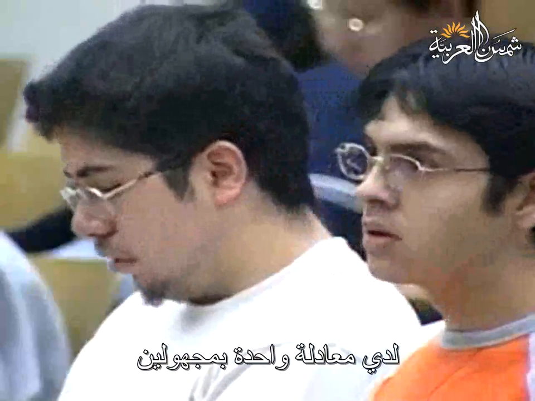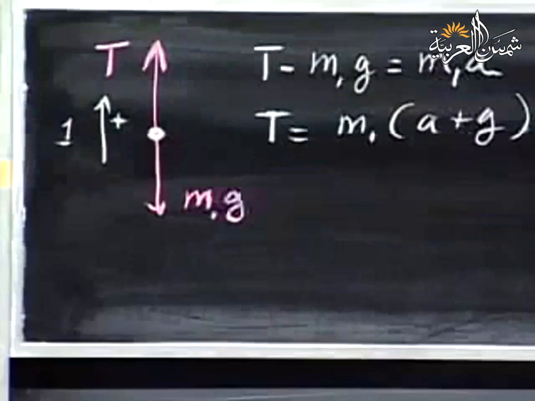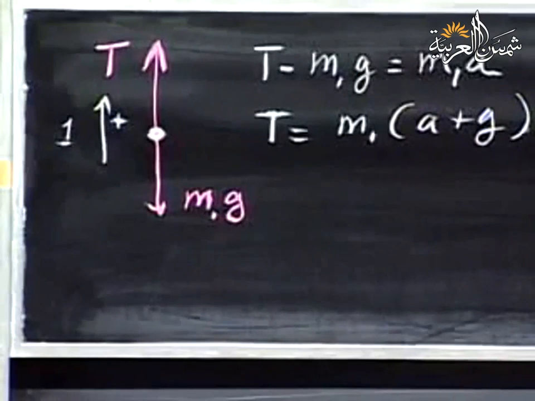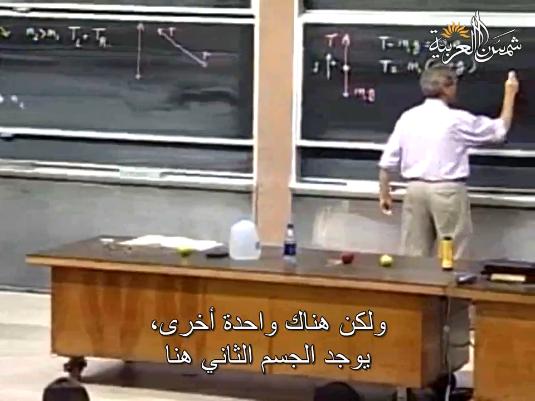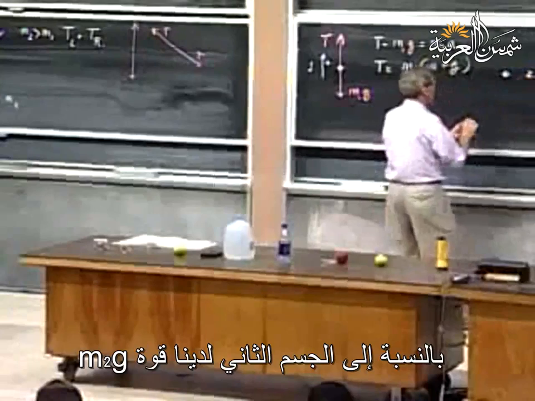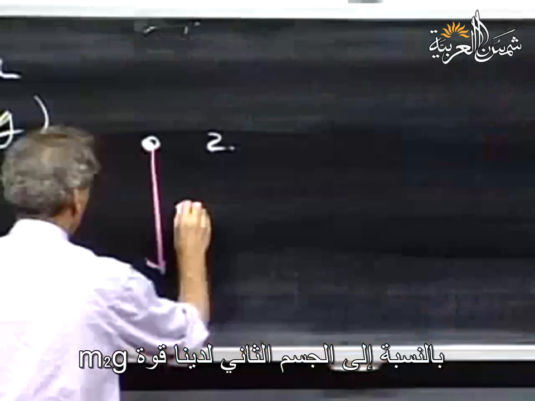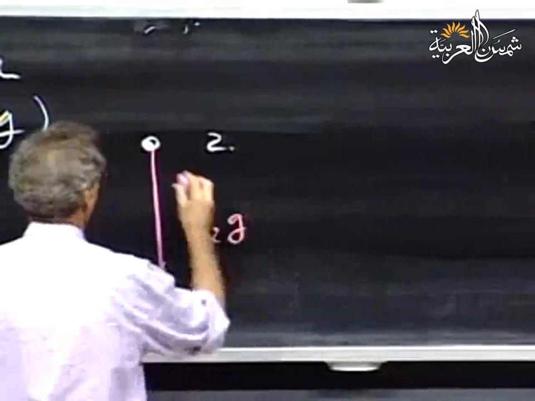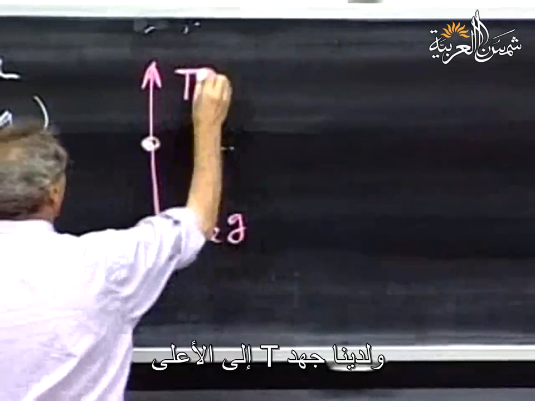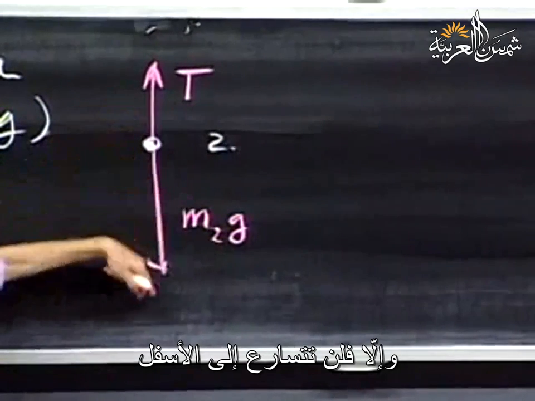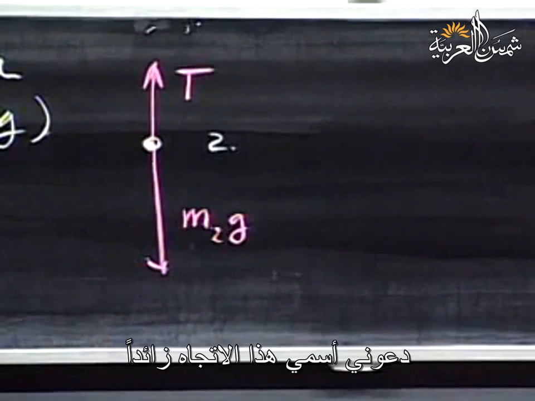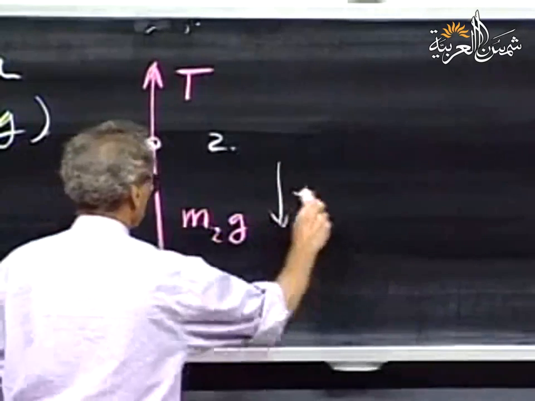I have one equation with two unknowns. So I can't solve it yet. But there is another one. There is number 2 here. For number 2, we have a force, m2g, and we have the tension up. This one better be larger than that one, otherwise it wouldn't be accelerated down. Let me call this direction plus.